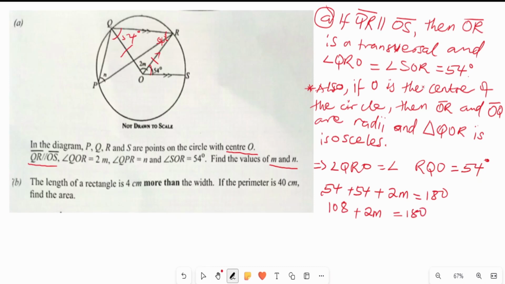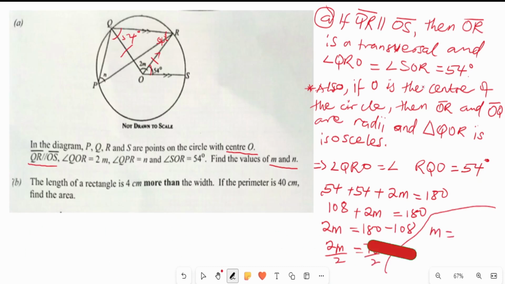Subtracting 108 from both sides, we are going to have 2m equal to 180 minus 108. And 2m will be equal to 72. Dividing both sides by 2, m will be equal to 36 degrees.